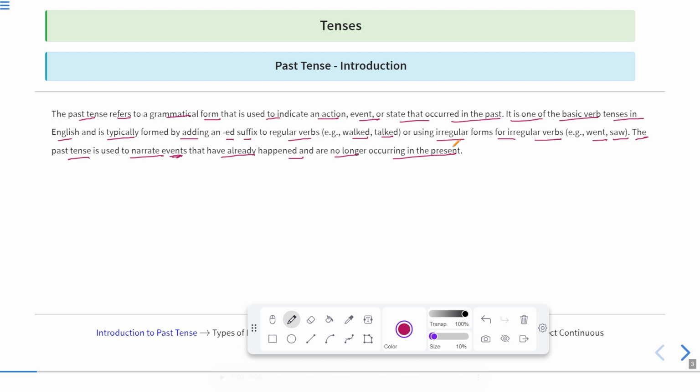Now, the past tense refers to the grammatical form used to indicate an action, event, or state that occurred in the past. When we talk about verbs, for example, the verb play, if someone is playing, we can say he plays football, or he's playing nowadays, in the present time. But some players do not play now, they played in the past. For example, if we talk about the cricketer Shri Kapil Dev ji, he has already played. Now he does not play in the present time. He used to play sometime in the past.